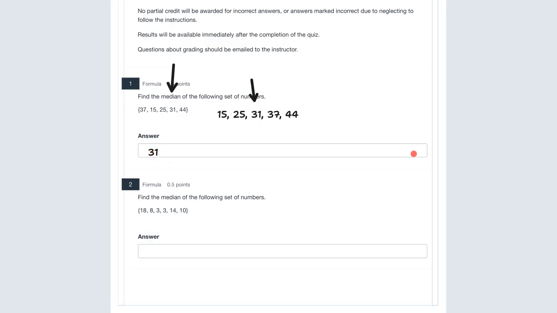There was an odd number of data points, so we only had one in the middle. Number 2 has an even number of data points. Again, we have to put them in order, and I like to go from lowest to highest. So we have a 3, another 3, an 8, a 10, a 14, and an 18.